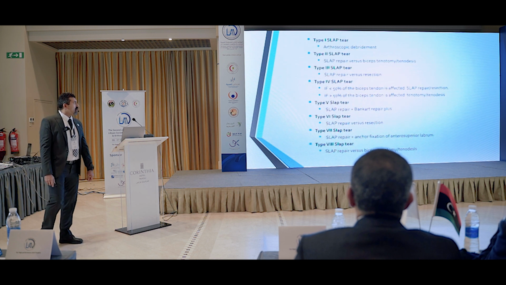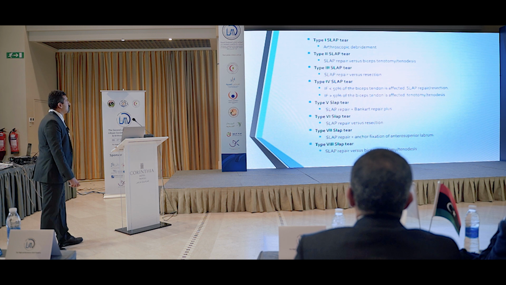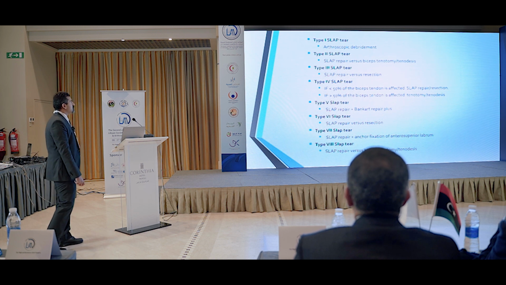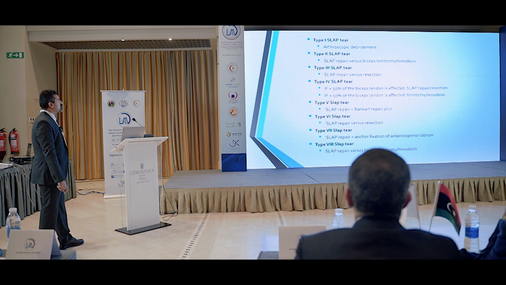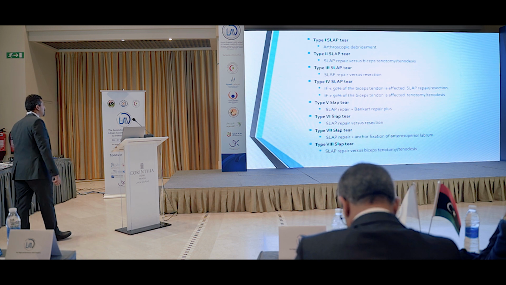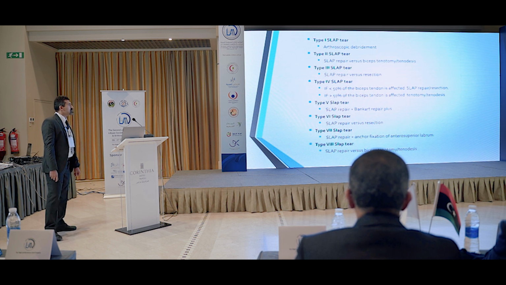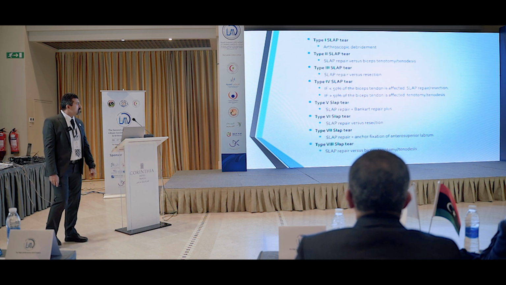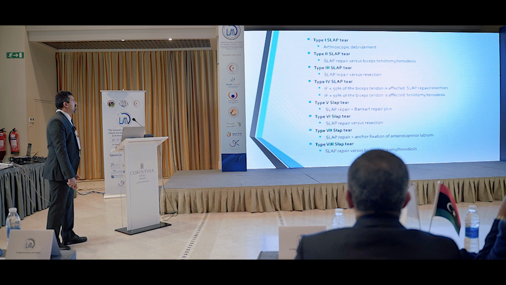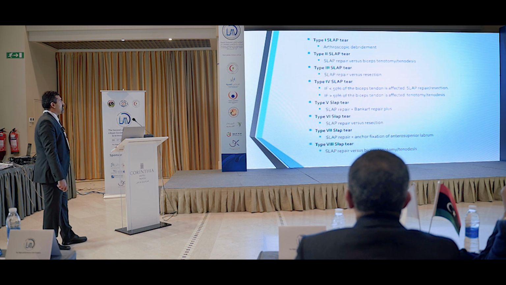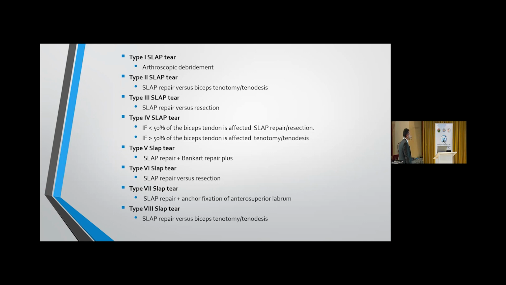In SLAP type 1, arthroscopic debridement is more than enough. In SLAP type 2, you should repair the SLAP or do tenotomy or tenodesis according to the age of the patient. In SLAP 3, repair versus resection and tenodesis or tenotomy. SLAP 4, if less than 50% of the biceps tendon is affected, SLAP repair or resection. If more than 50% of the biceps tendon is affected, tenotomy or tenodesis.